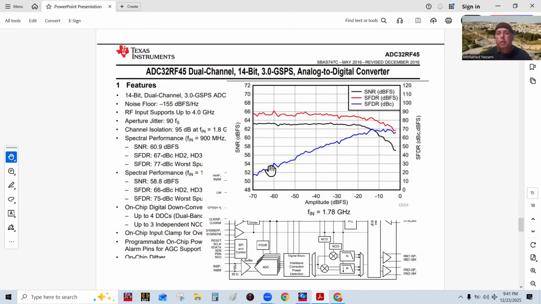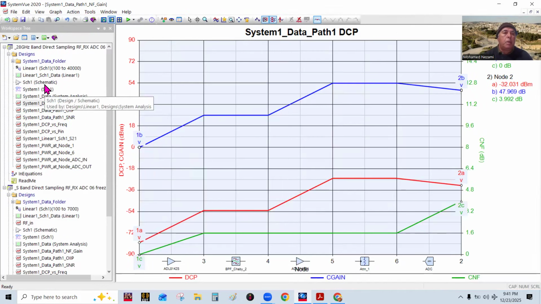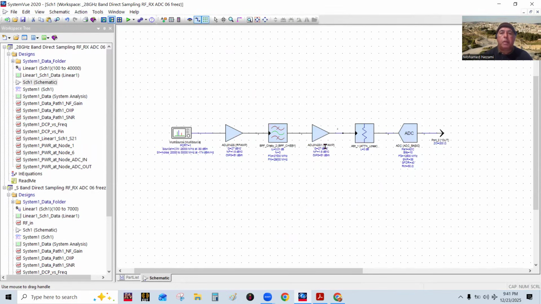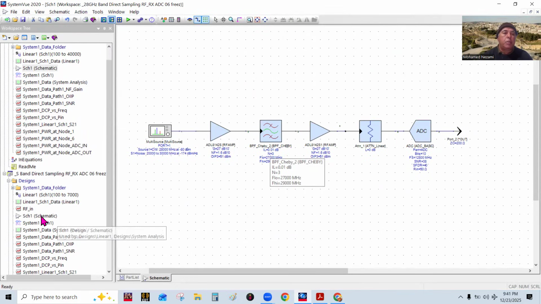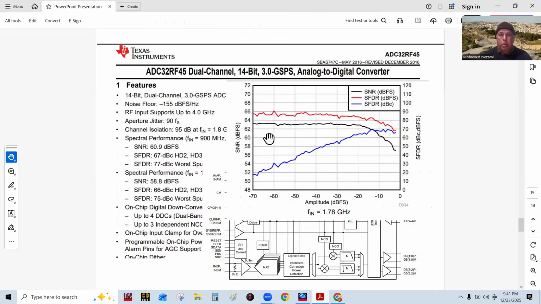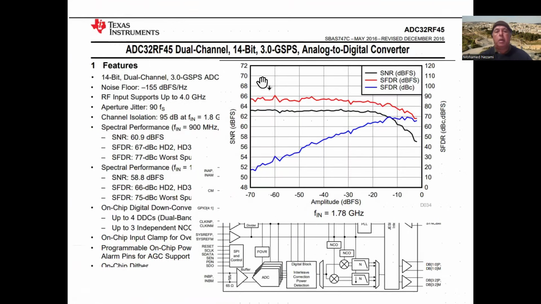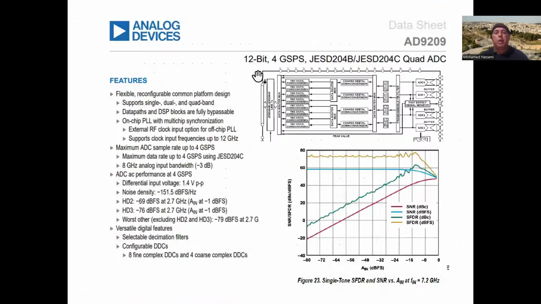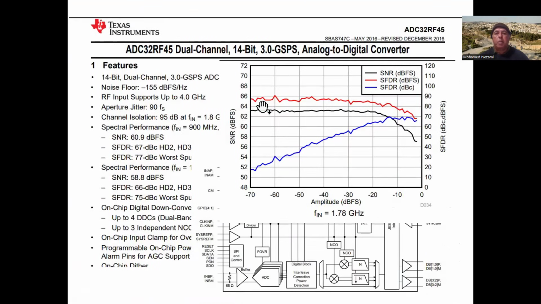So let's pick a few devices that I'm going to use in my system view illustration example. This is a 28 gigahertz receiver, and this is an S-band receiver. You can see I use a transformer here to match between 50 ohm and 200 ohm. Okay, so we're going to pick a few of these devices, and we're going to stick to using them in the coming sessions.